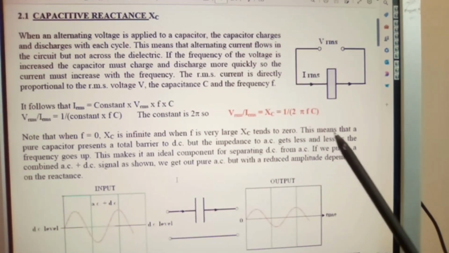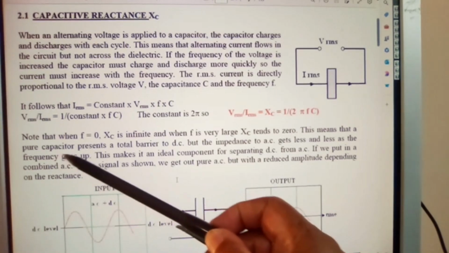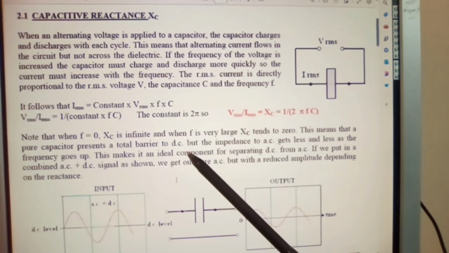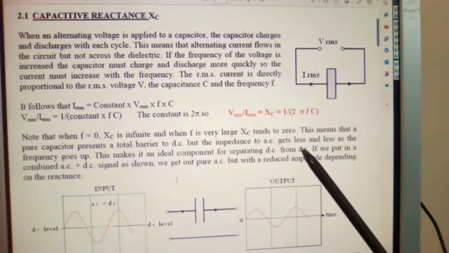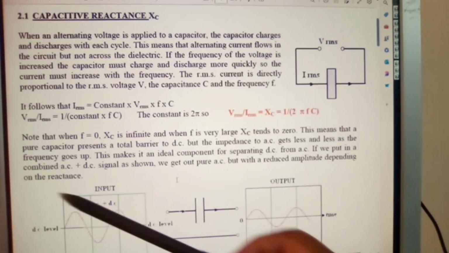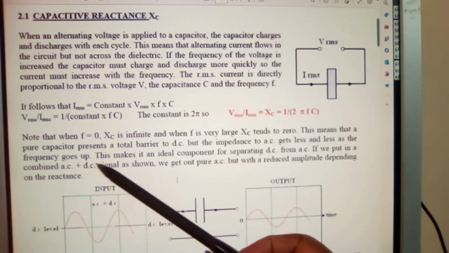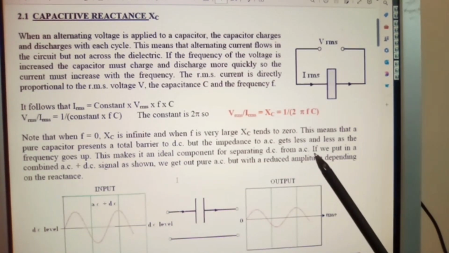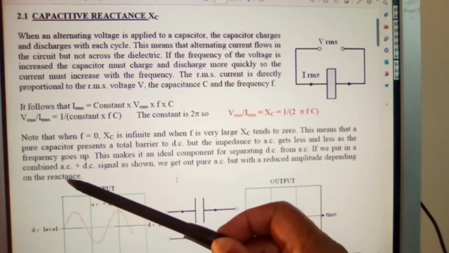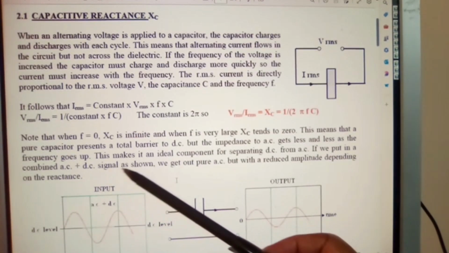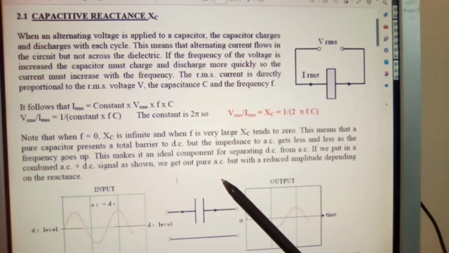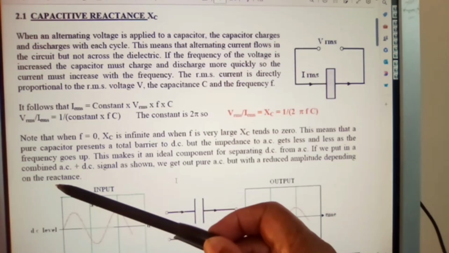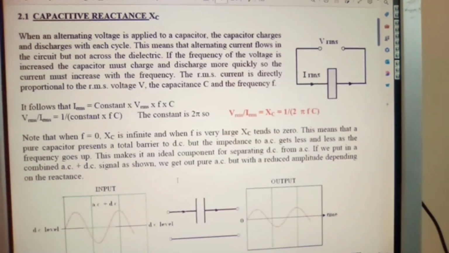This means that a pure capacitor presents a total barrier to DC, but the impedance to AC gets less and less as the frequency goes up. This makes it an ideal component for separating DC from AC. If we put in a combined AC plus DC signal as shown, we get out pure AC, but with a reduced amplitude depending on the value of the reactance. Okay?